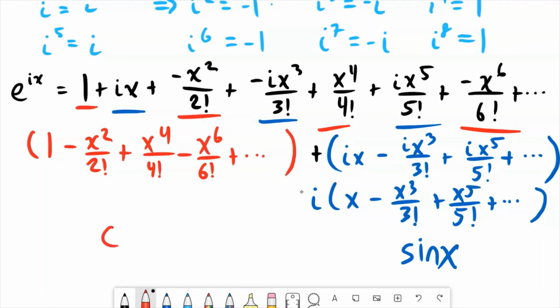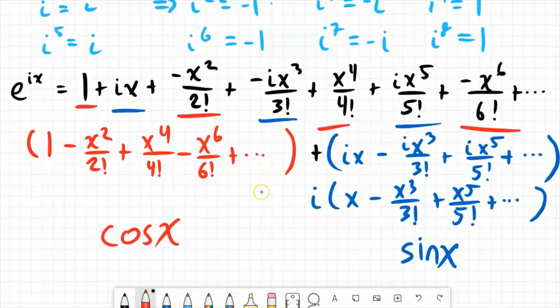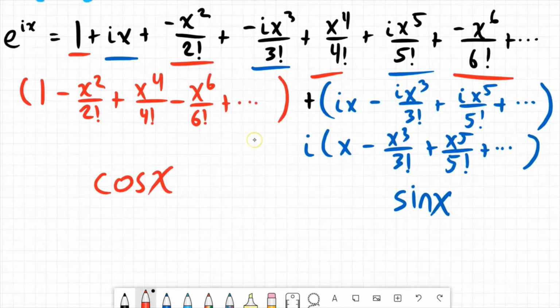This one is cosine of x. Very interesting. I'm going to actually replace it with that. Replace it with those two terms. So let me scroll down even further.